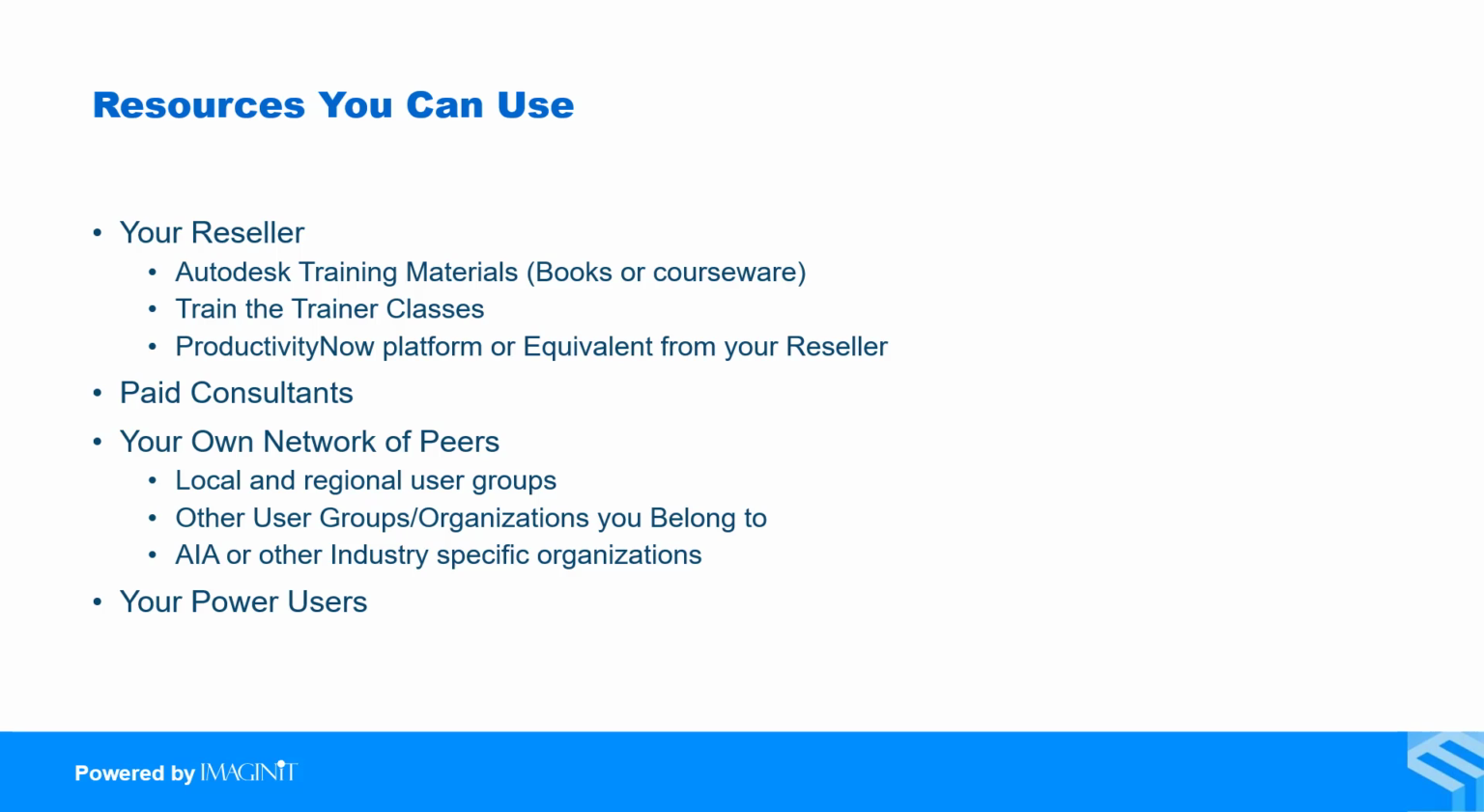You also have your own network of peers, local and regional user groups, other groups and organizations which you belong to, AIA or other industry-specific organizations. And the one resource that a lot of people don't ever use is your power users. You always have a group of users that are the go-tos for everything. They can also help you develop your materials and make sure that everything there follows what needs to be done.